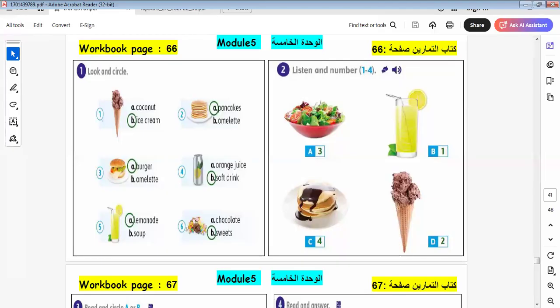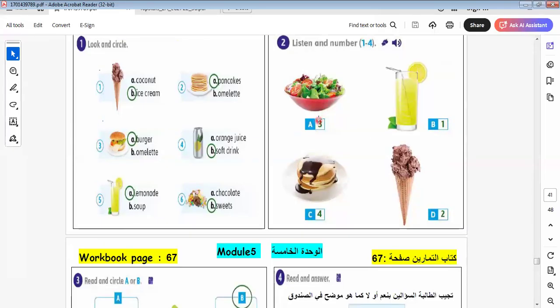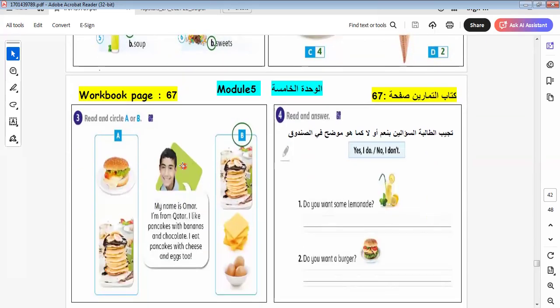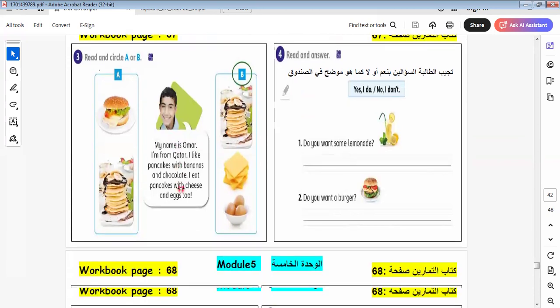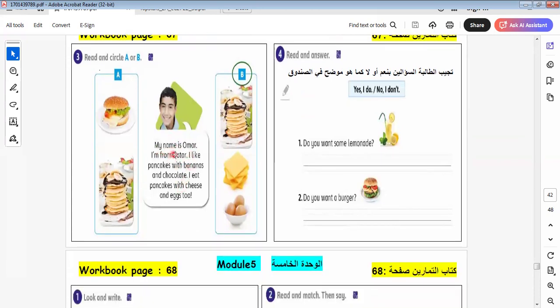Let's continue the rest of our lesson. Here is salad. Here is lemonade. Here is chocolate. I think no, it's not chocolate. It's pancakes. Pancake here, and there is ice cream. Let's continue the rest of this exercise. My name is Omar. I'm from Qatar. I like pancakes with bananas and chocolate. I eat pancakes with cheese and eggs too.